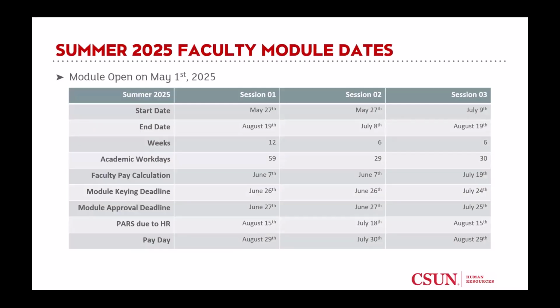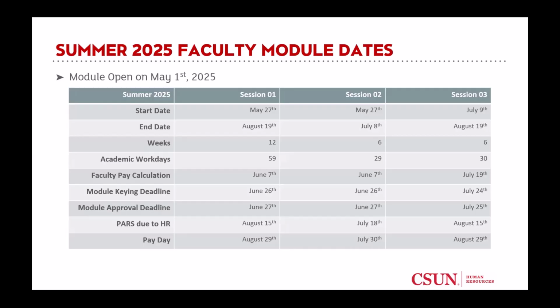Okay, and for the summer 2025 faculty module date, the module will be open on May 1st. You can see the pertinent dates there. Just a reminder, the academic work days for session one are 59 days, not 60, which is usually the amount we normally have for the 12-week session. That means session two is 29 days. However, session three will remain at 30 days.